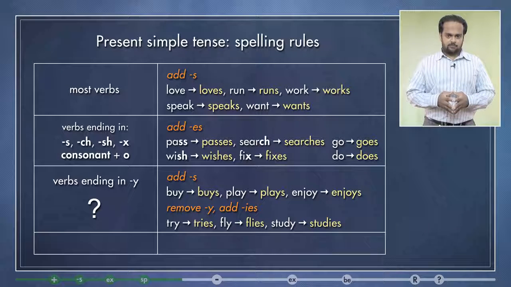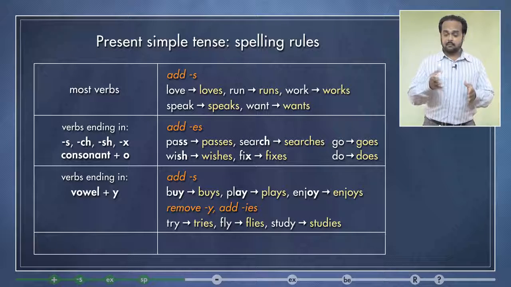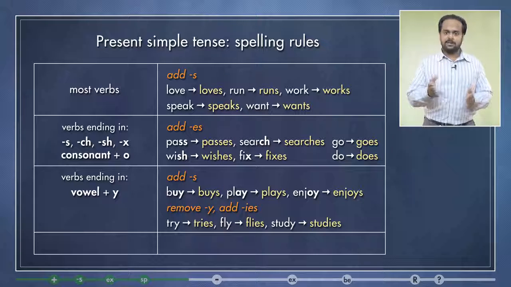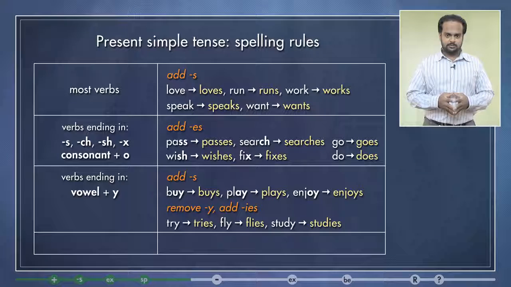Well, if you look at the verbs buy, play, and enjoy, you see that they end in a vowel plus y. A vowel is one of these letters, A, E, I, O, and U. These verbs just take an S after them, so we have buys, plays, and enjoys. What about the next set of verbs?